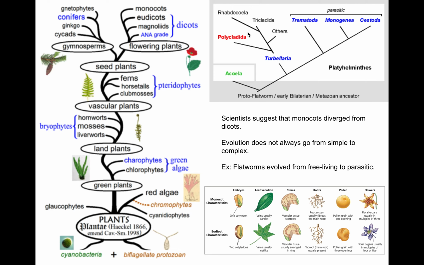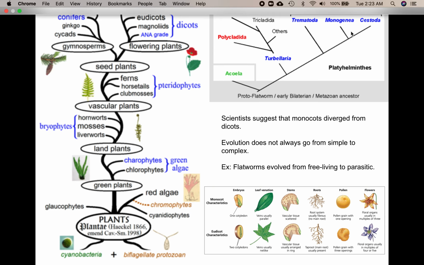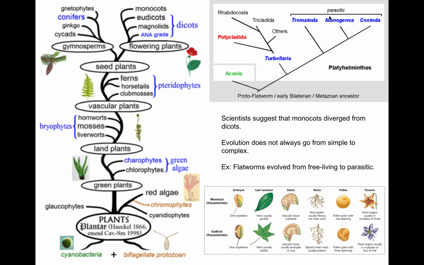With free living, you've got to be able to find your own food, be able to digest it, to break it down properly, to process it. Whereas parasitic organisms typically are parasites because they can't fully process stuff. They have to have some other organism process it for them or break it down for them before they can actually use it. So they tend to be more simplistic organisms, and so this is an example of evolution going from complex to simple, flatworms evolving from free-living organisms to parasitic organisms.